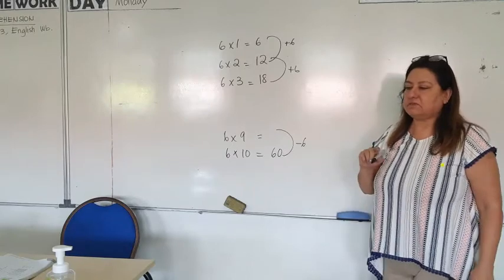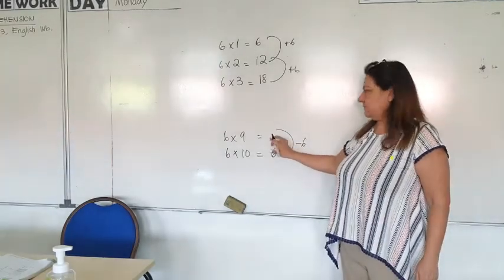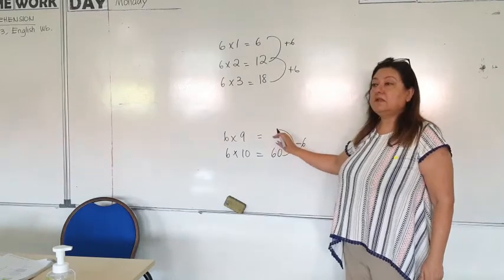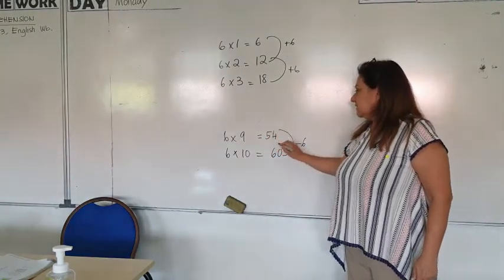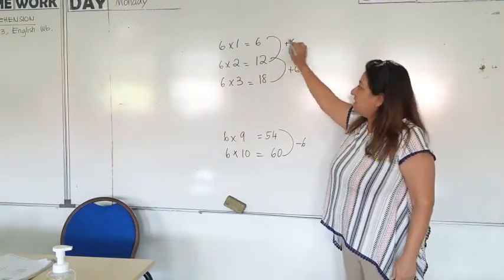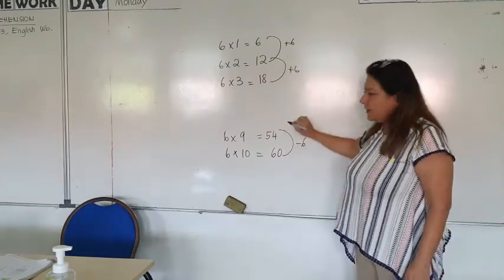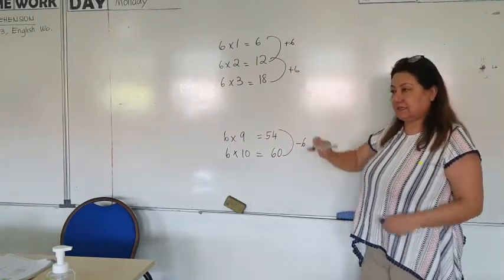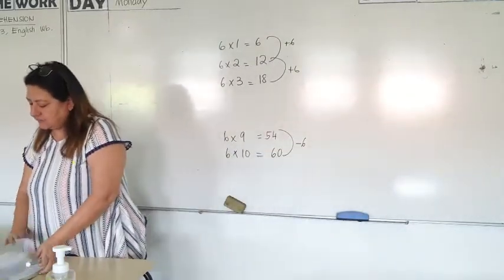Write down in the box. Minus 6 is equal to what? 54. Correct. So forward you add. Okay, when you are doing the times table, when you go forward, you add 6, 6, 6, 6, 6. Backward means you're minusing 6, 6, 6, 6, 6. Okay, not minusing 1.